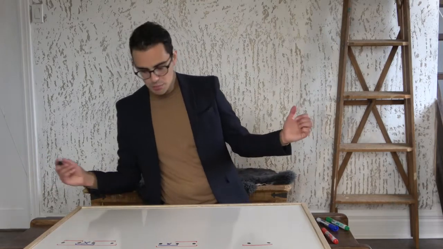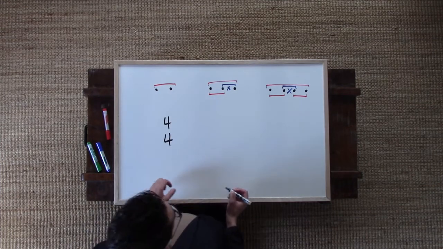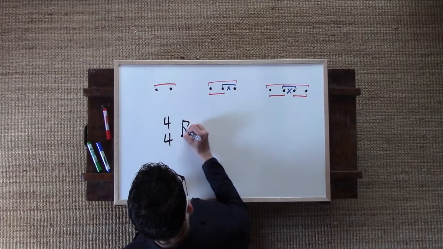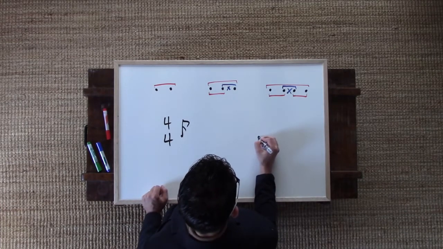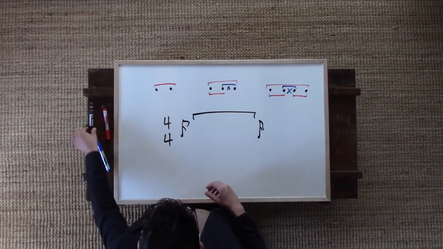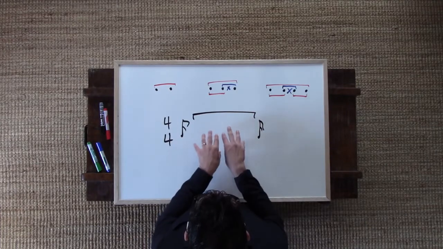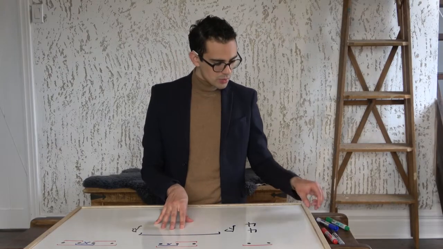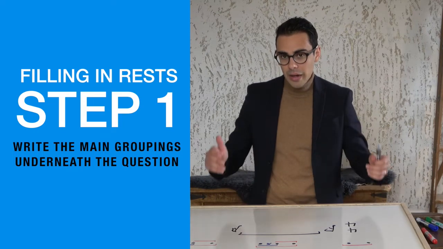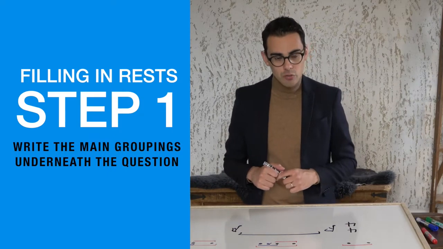Let's do something in the easiest meter. Let's do 4/4 time, because we all play music in 4/4 time all the time. I will make up a question that you might get on your exam. The question will say, here's a bar of 4/4, there's a 16th note at the beginning, there's a 16th note at the end, and we need you to fill in the rests here. Here's how we do it. Step 1 is to write the groupings of the meter in the blank space underneath the question, so that you can keep track of what you're actually doing.